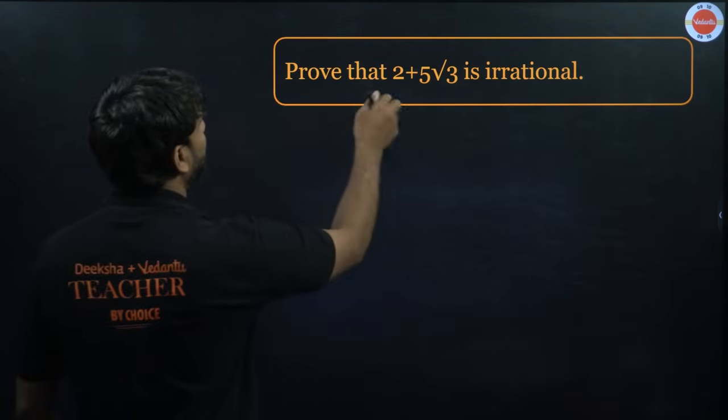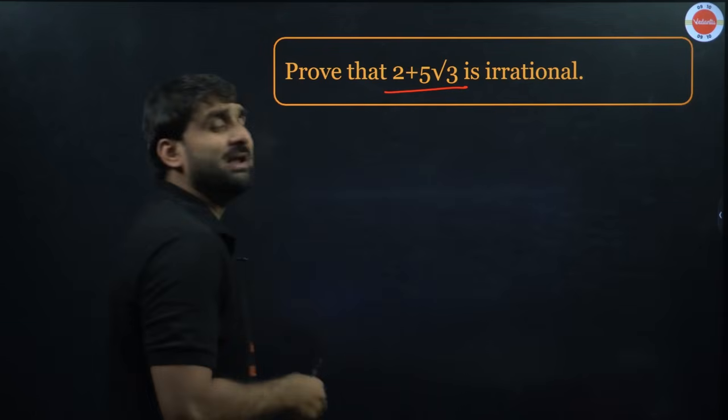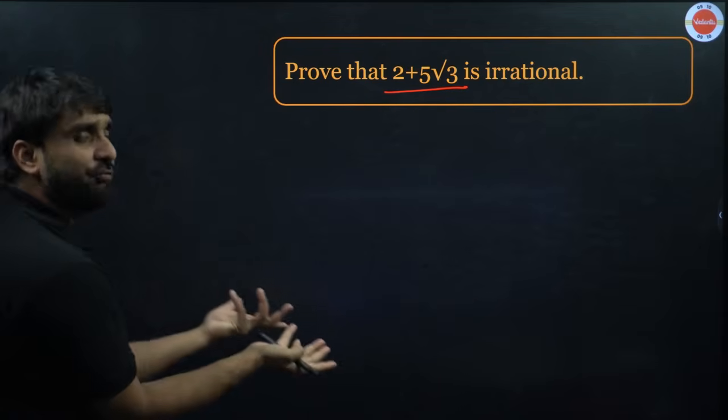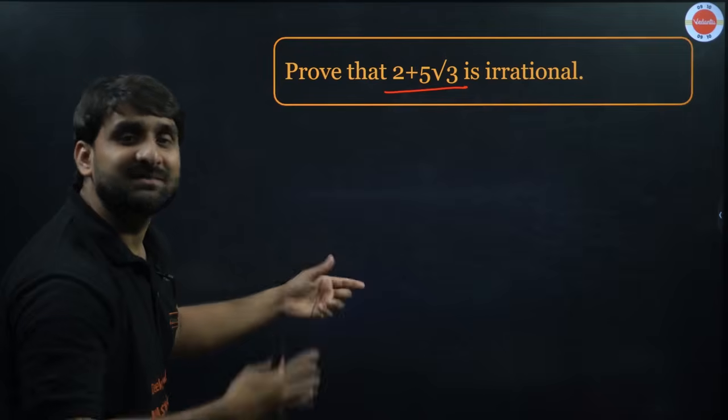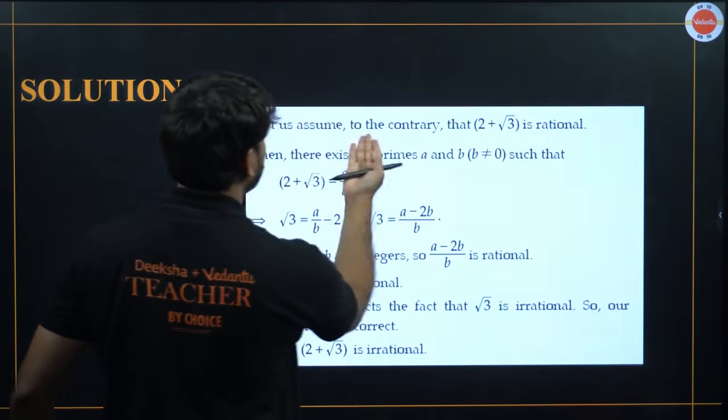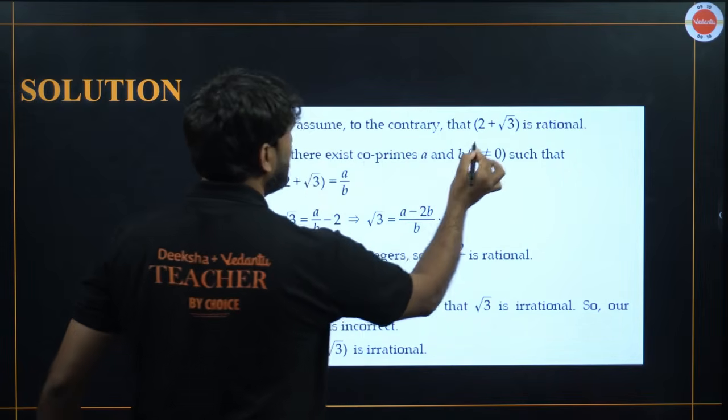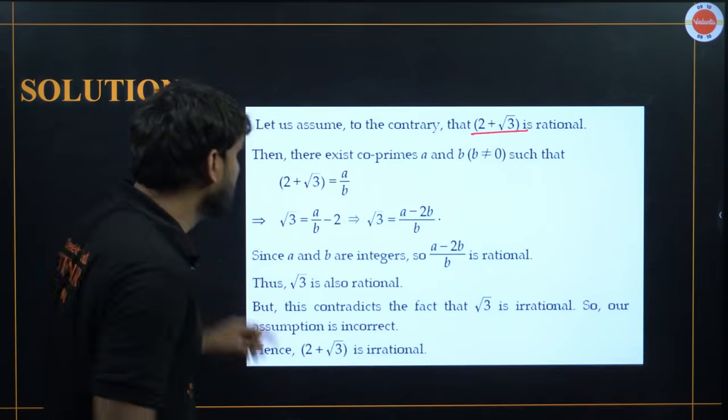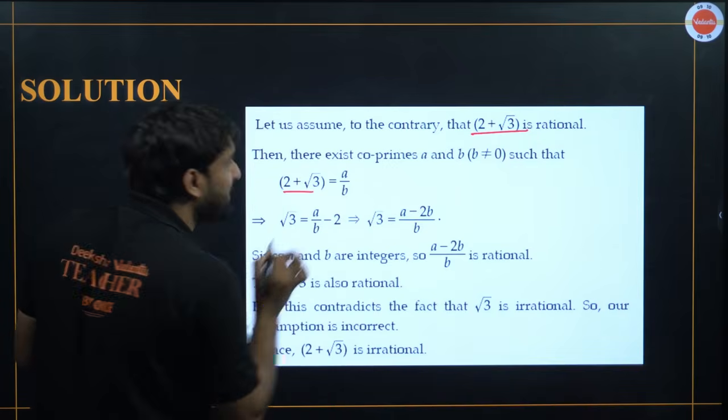Again, we have to prove that 2 plus 5 root 3 is an irrational number. Same method: let this number be a rational number. So if we assume 2 plus root 3 is a rational number, it can be written as a by b.